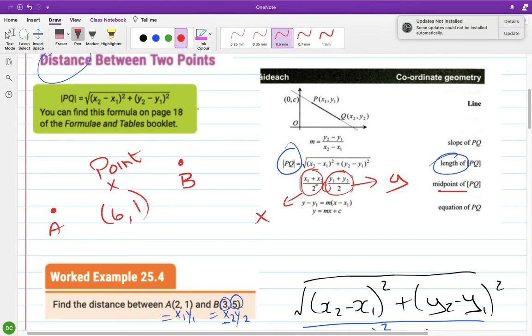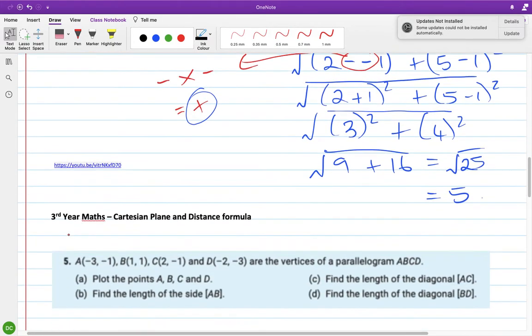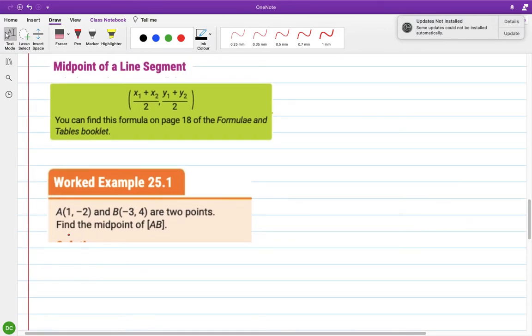Okay, so that's why the formula is structured like that, because when you're finding the midpoint, you're finding a point, so ultimately it will look like this. Okay, so there's the midpoint formula as it is in your book, and you can find it on page 18 of the formula and tables booklet, which I've just shown you. Here's A, here's B, they're 2 points, and we need to find the midpoint.